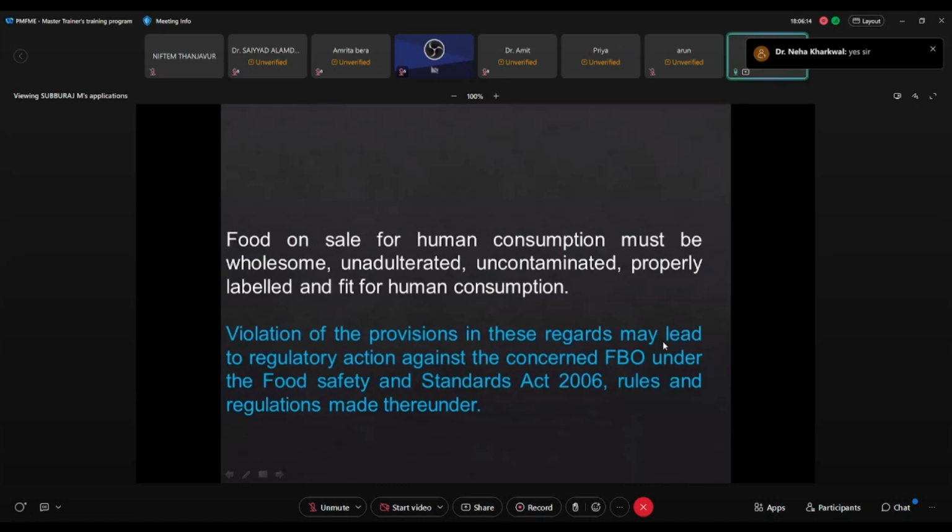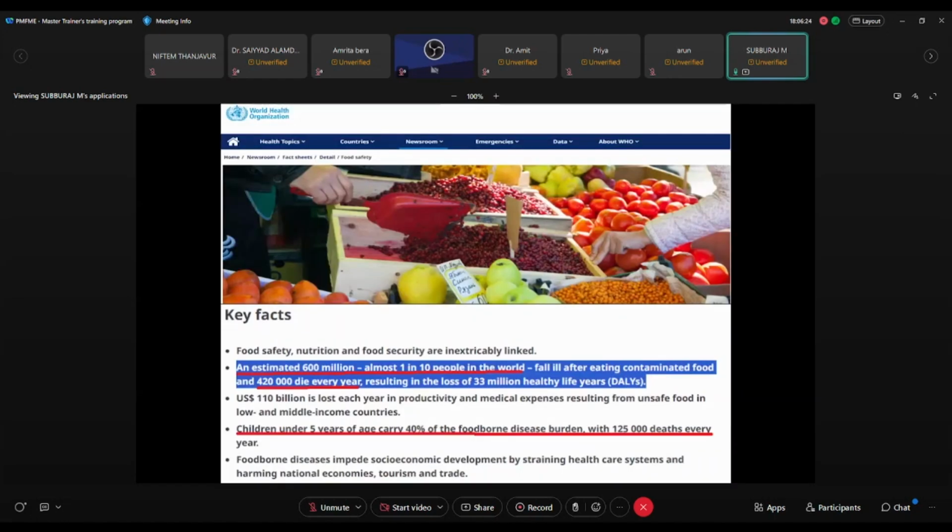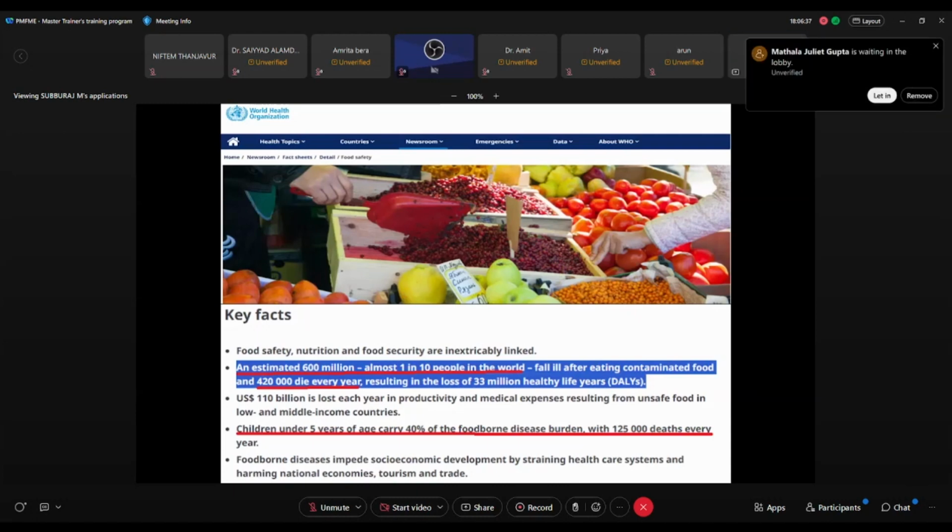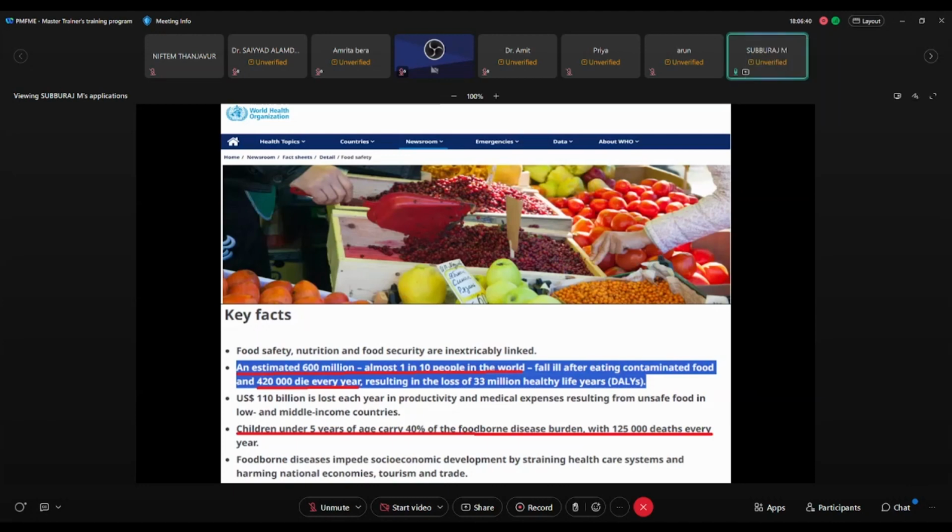Okay. So what I am telling is that the regulation is very clear and it perfectly tells everything. The regulation is very perfect, but the real scenario is not like that. The World Health Organization's report told that 600 million people are eating contaminated food, and nearly 420,000 die every year, and 33 million healthy life years are lost. This is not a small issue. It is a very, very big issue. It is gradually increasing. That is the sad news we have.